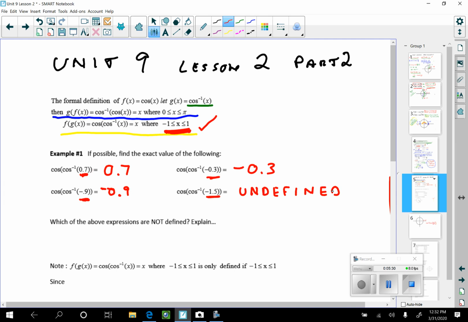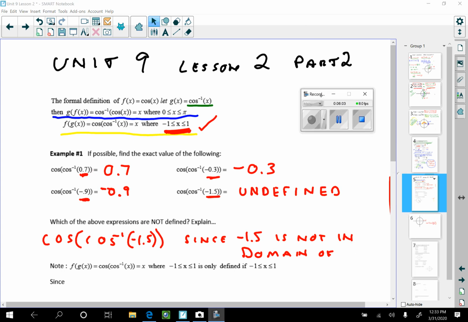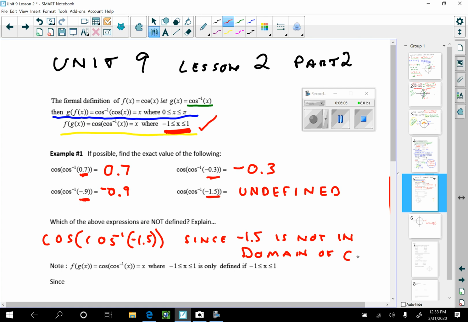Okay? And hey, what are the above expressions not defined? It's going to be this guy right here, and I'm going to come up with a reason why. The reason being is since negative 1.5 is not in the domain of, let me get this guy up here. Now he's in my way. Put him right there. Is not in the domain of inverse cosine.